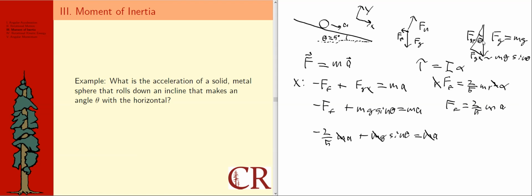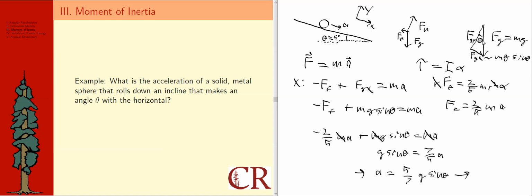There are no more r's left and all the masses have canceled out as well. And so if I just add 2/5 a to the other side, I would get g sine theta is equal to 1 times a plus 2/5 times a. I'm just going to combine that right now and say 7/5 times a, suggesting that a is equal to 5/7 g sine theta.